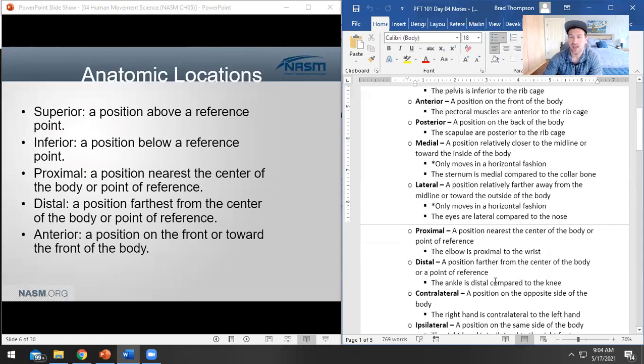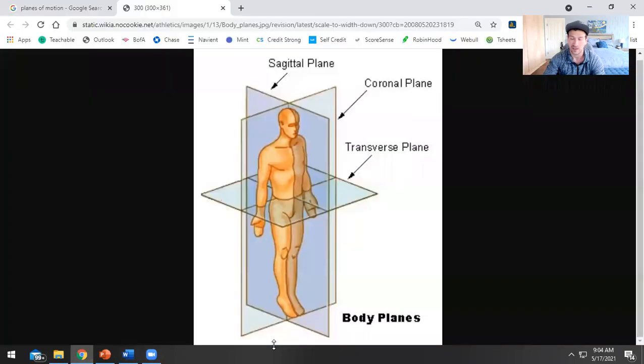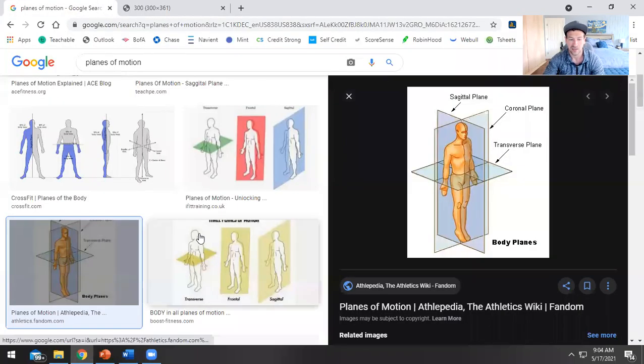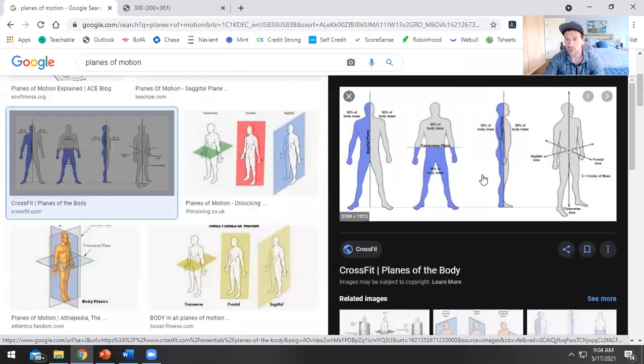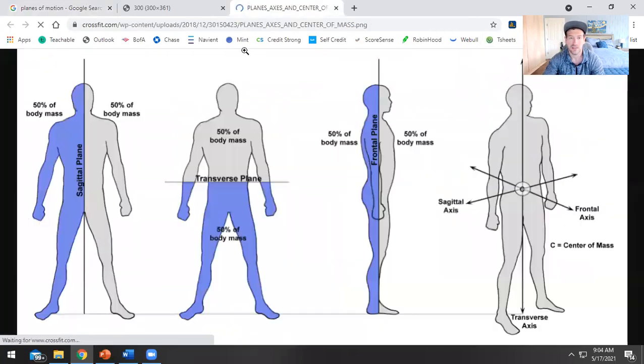Then we have proximal and distal. Now, these are interesting because these are sort of combination terms. Proximal is a position nearest the center of the body. Now, I've been saying midline, and that's a very clear distinction because it's the line that literally divides you in half. This is our midline, and this was also our midline. So we've got our vertical midline and our horizontal midline.